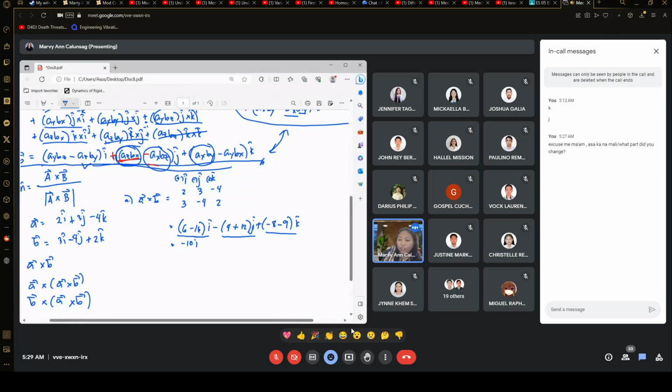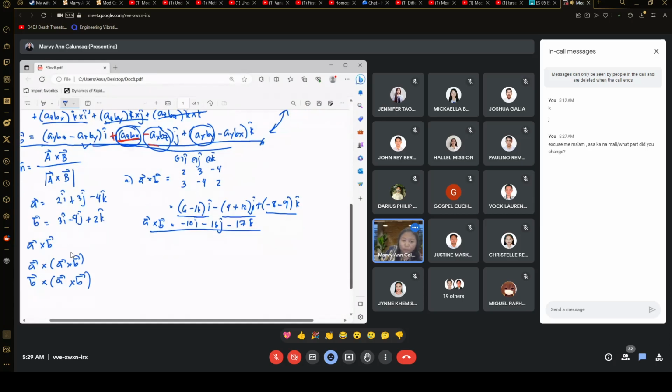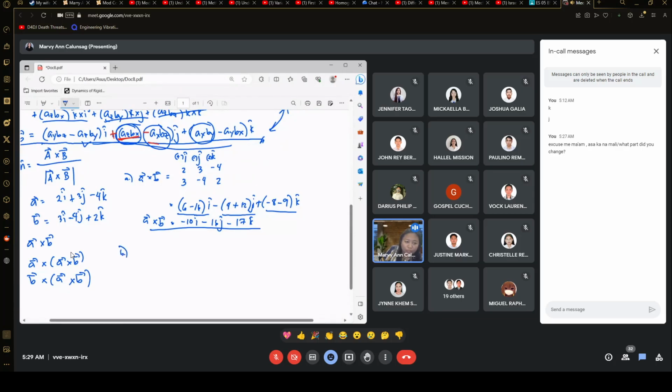Yeah, and after this, we'll simply proceed to simplifying this one. So this is now 16j and negative 17. Okay, so this is now your final answer. Negative 10, negative 16, negative 17. What about for letter B? So for letter B, A cross B.